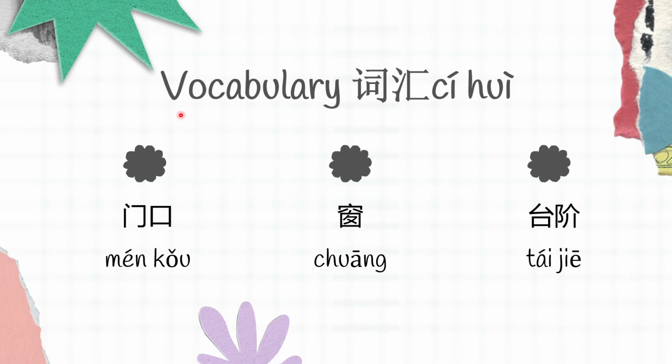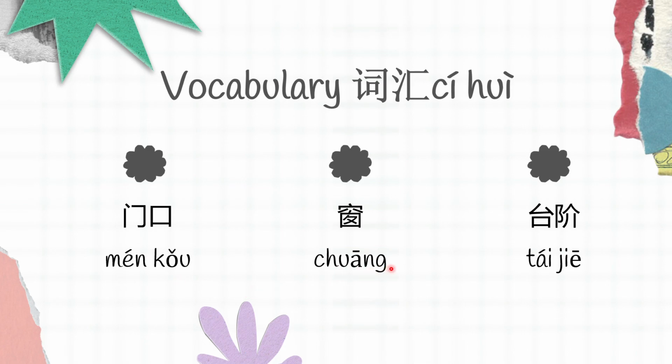As we learn from time to time, vocabulary in Chinese is 词汇. So here we have three new vocabularies to learn. We have 门口、窗、台阶. So let's read together, guys. 门口、窗、台阶。One more time. 门口、窗、台阶。So 门口 is gate or door.